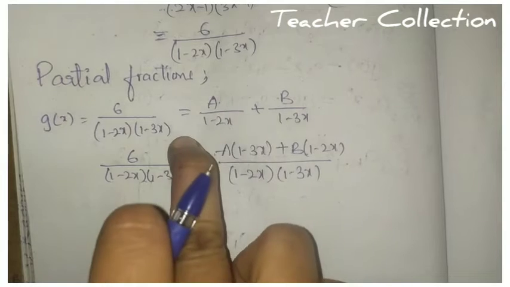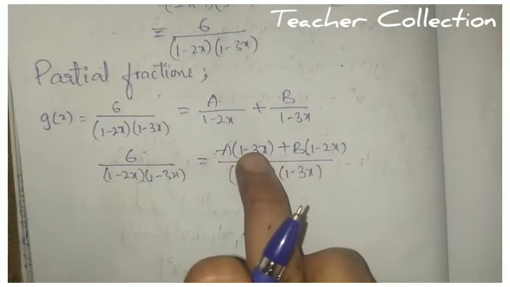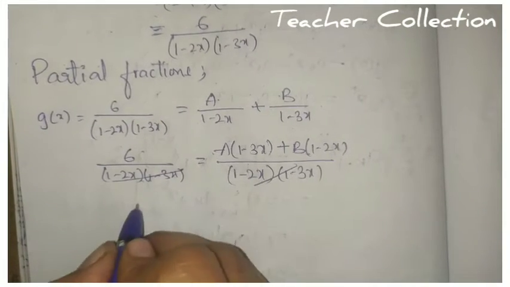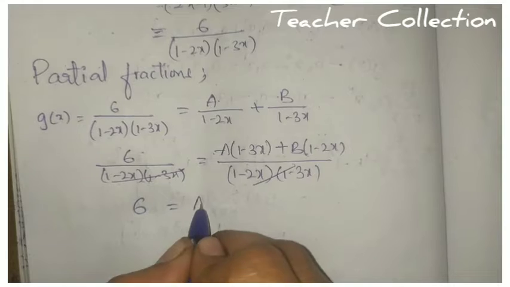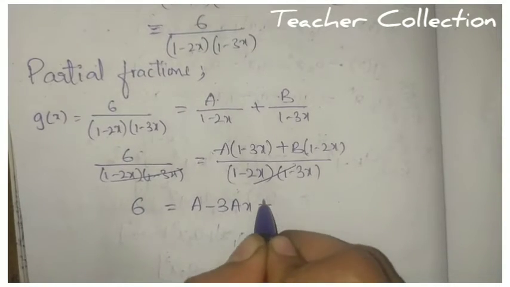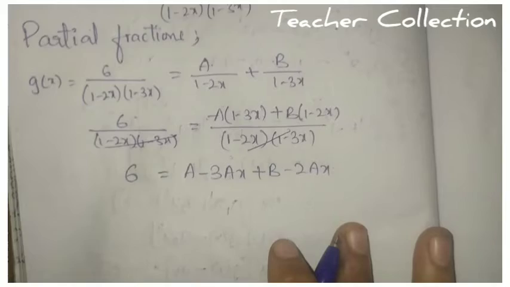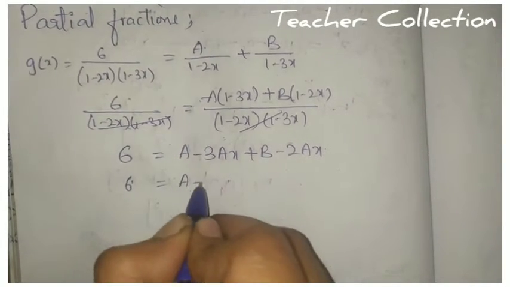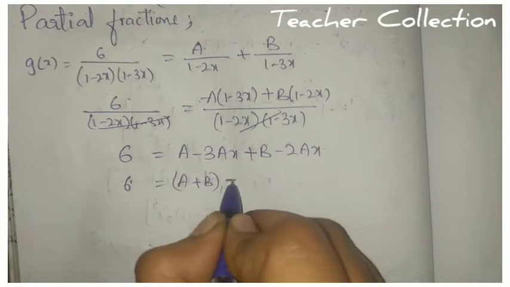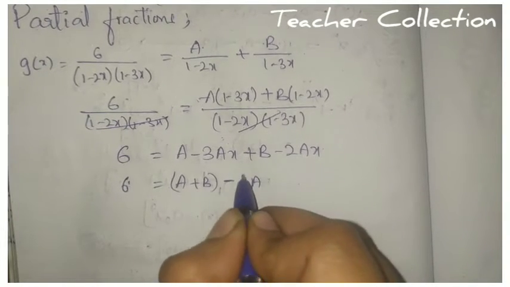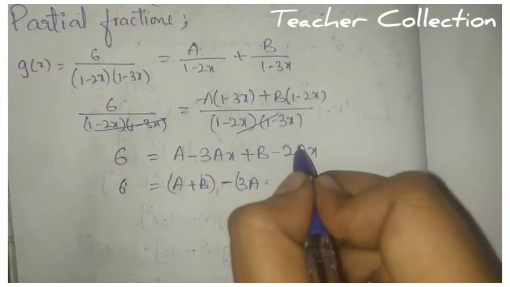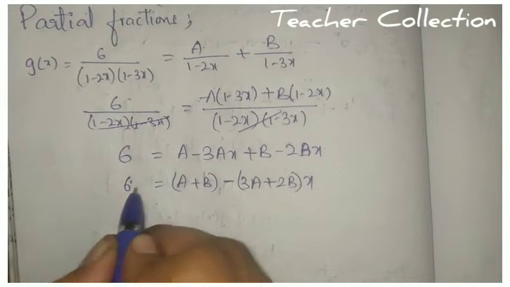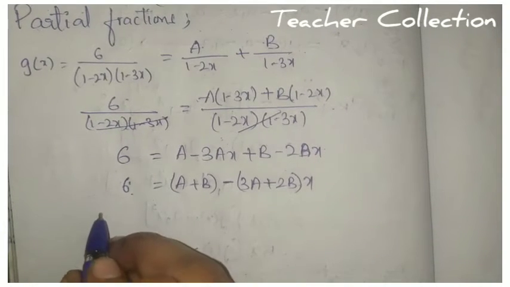Then 1 minus 2x will be cancelled and a into 1 minus 3x we will get. Like this also we can say. Okay. Now these two terms are cancelled. So 6 is equal to a minus 3ax plus b minus 2bx. So 6 is equal to a plus b, minus 3a, sorry, here b, plus 2b into x. Here x term is not there, so we'll take it as 0. 3a plus 2b is equal to 0.